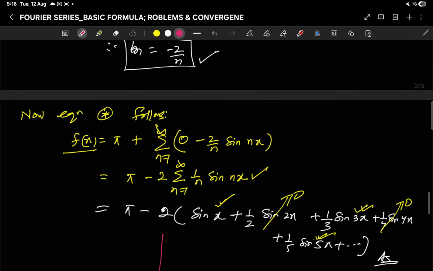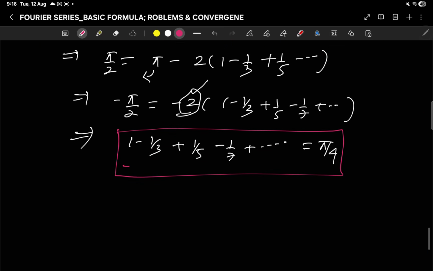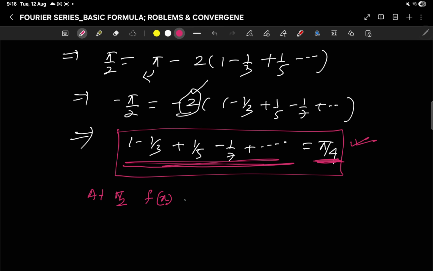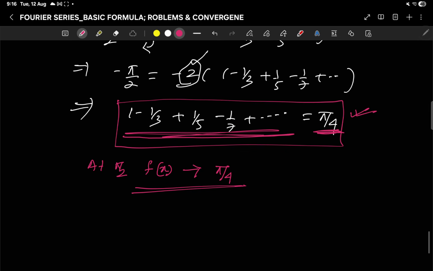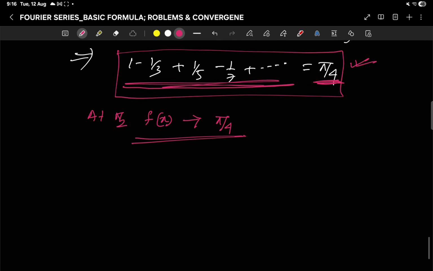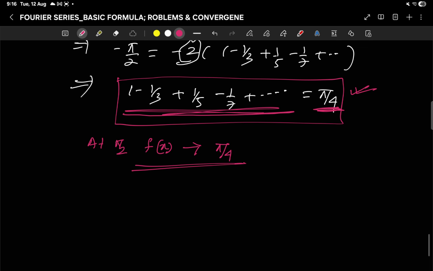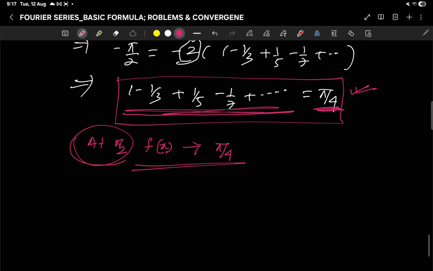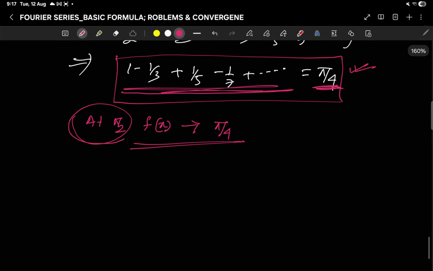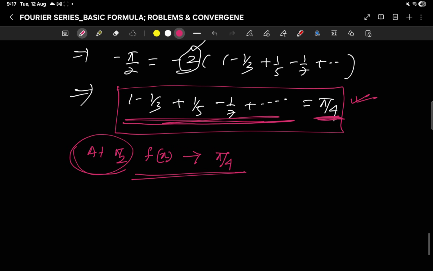Okay, so you see, this generates the sum of an infinite number of terms, giving this value. This is called the convergence at pi by 2. So at pi by 2, the Fourier series of f(x) will converge to pi by 4, right? This type of thing we will discuss in convergence behavior: when the Fourier series will converge to the exact function at a particular point. This convergence is governed by the Dirichlet conditions. I will tell the Dirichlet conditions, okay?